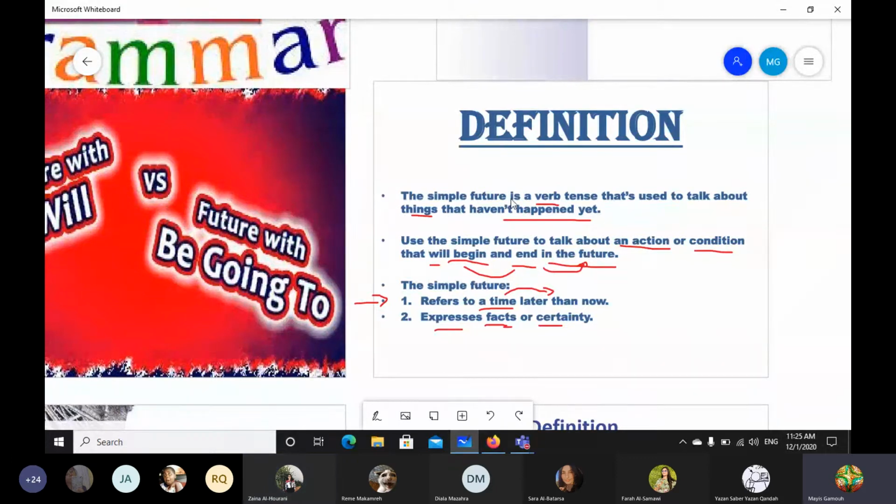So here, let's go back to the definition. We said the simple future is a verb tense that's used to talk about things that haven't happened yet. So things are not done yet. We will do it in the future time. Use the simple future to talk about an action or a condition that will begin and end in the future time. It will start and it will finish in the future time.